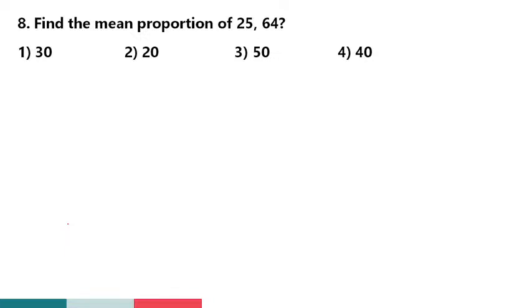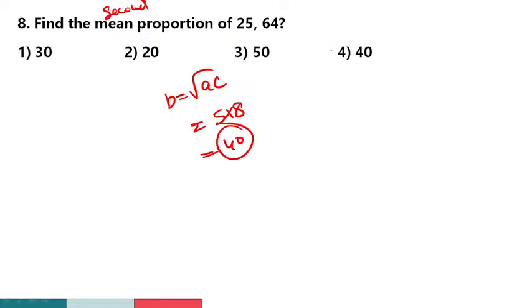Find the mean proportion of 25, 64. Mean proportion means second proportion. What is the second proportion formula? B is equal to root of AC. So 25 is which square, guys? 5 square. 64 is which square? 8 square. 5 8s are 40. That's why option 4 is the right answer, guys.